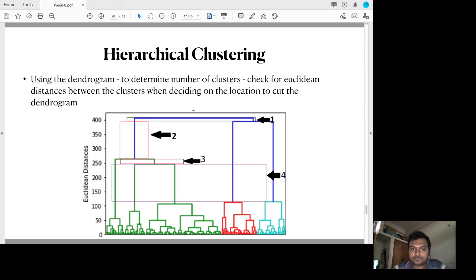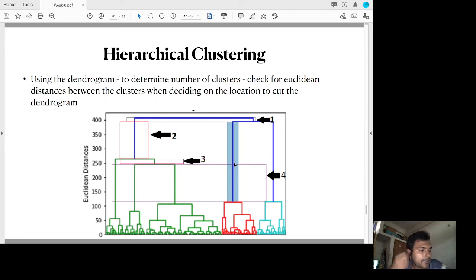Sir, can you show the Euclidean distance through your cursor? Euclidean distance is the y-axis. So Euclidean distances are plotted on the y-axis. The Euclidean distance between any 2 points, or between any 2 clusters, whatever the distance is, you will plot it on this axis. For example, this will be the Euclidean distance between the red and the blue cluster.